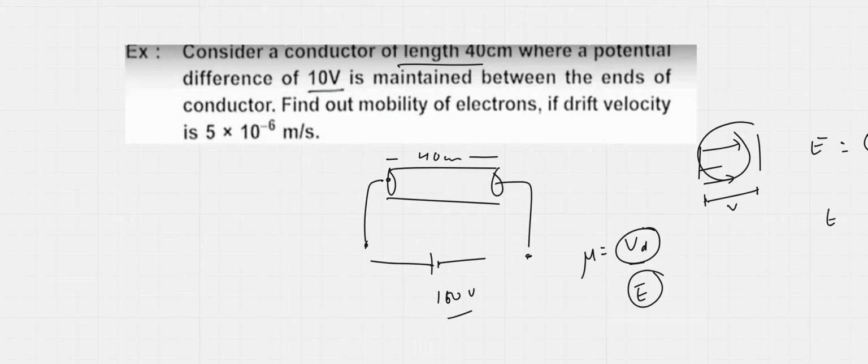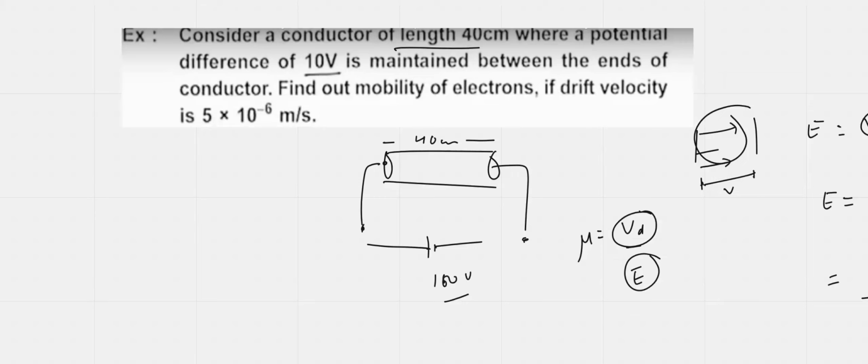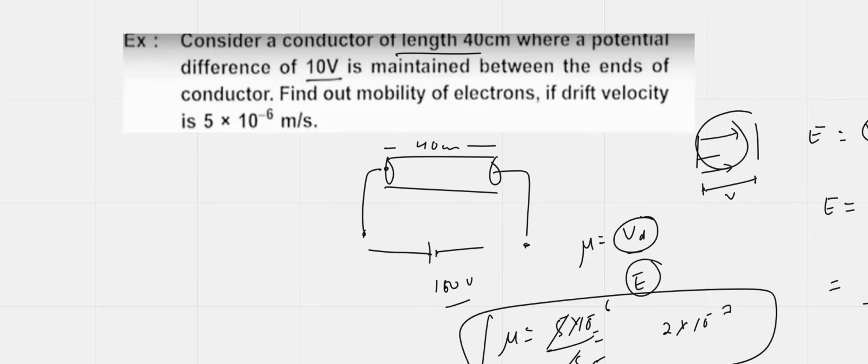What is the voltage? 10 volt divided by distance 40 centimeters. So 40 into 10 to the power minus 2, just to convert centimeter into meter. So this results in the electric field, in Newton per coulomb. Mu is nothing but 5 into 10 to the power minus 6 divided by the electric field. Something around it will result to 2 into 10 to the power minus 7. This is the result. If clear, just let me know, or else I can solve it next.